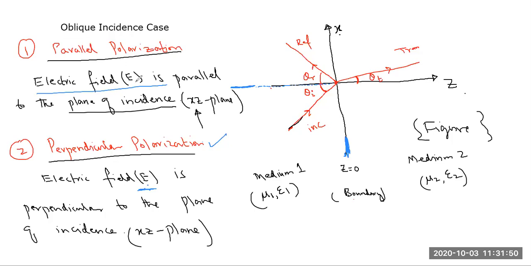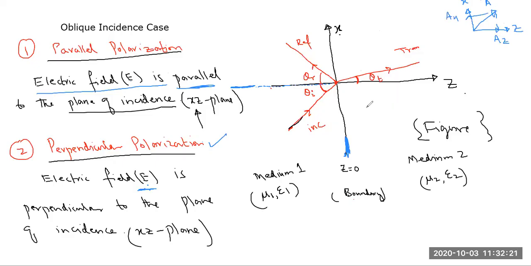But in case of parallel polarization, because the electric field is parallel to the xz plane, if some vector is lying in the xz plane, of course it will have an x component as well as a z component. As an example, let me draw it over here so that you get the idea. This is the xz plane, and this is a vector, let me call it A.